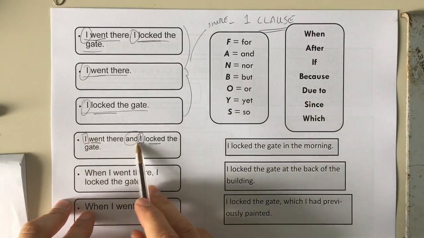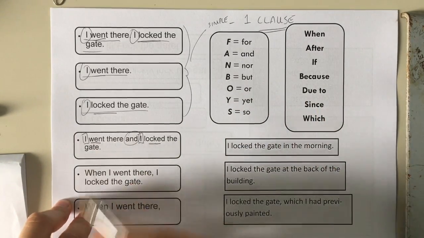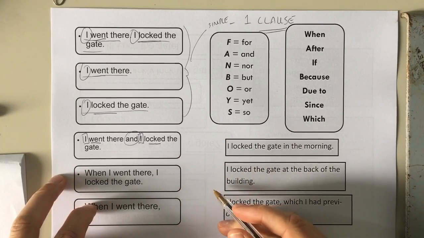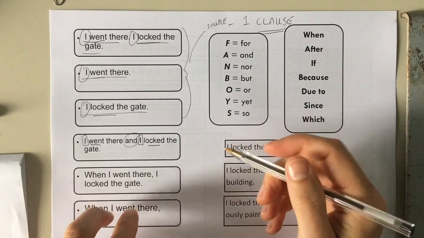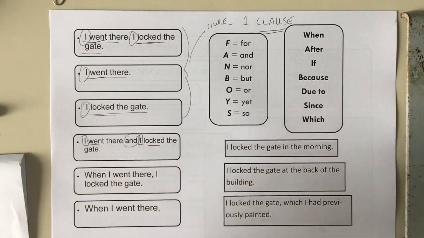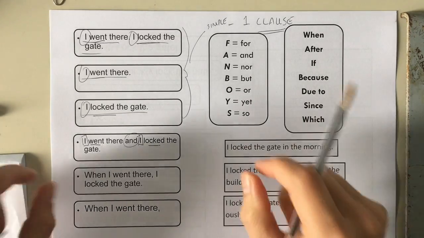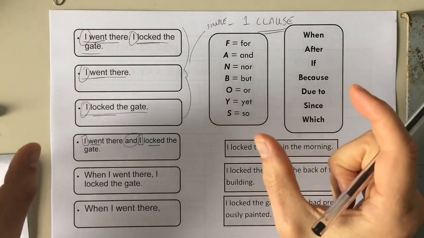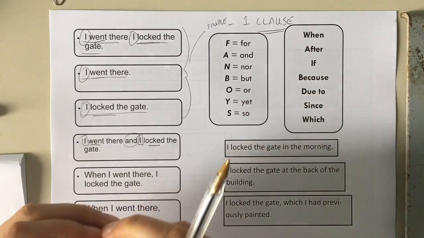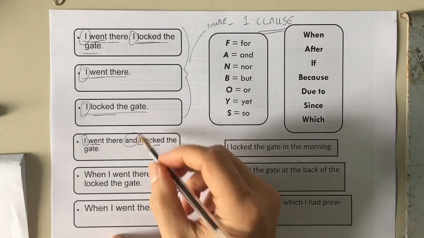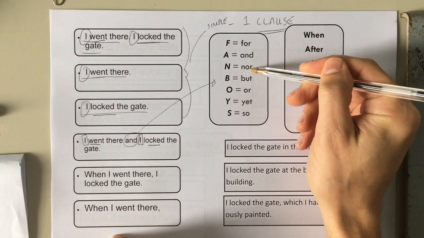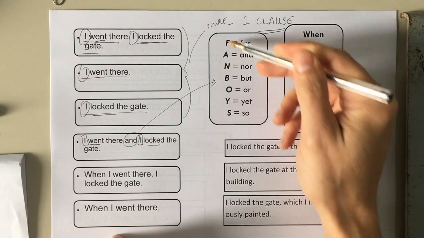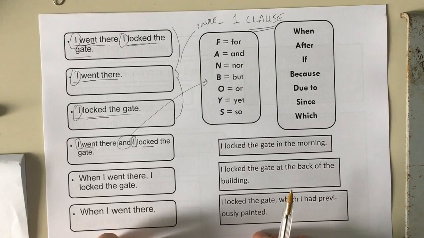And you can also say that I locked the gate, I went there. They could be sentences on their own. So the thing to recognise with the compound sentence is that you've got two sentences that could be sentences on their own. They are one main clause each, and you're connecting them with what we call the coordinating conjunction, and that's these: for, and, nor, but, or, yet, or so, or FANBOYS is the way of remembering it.